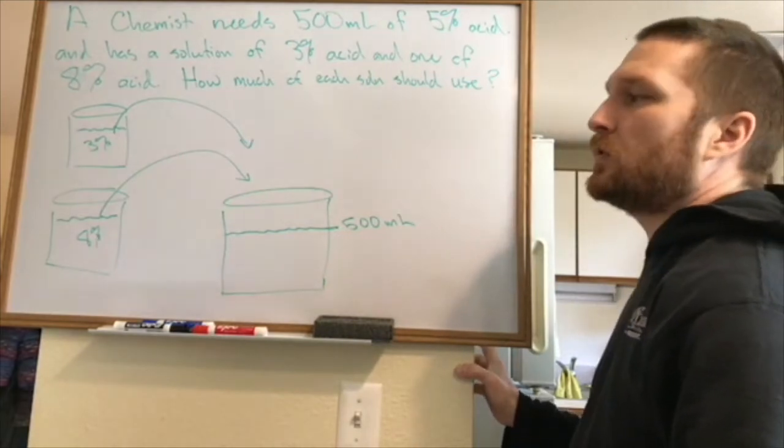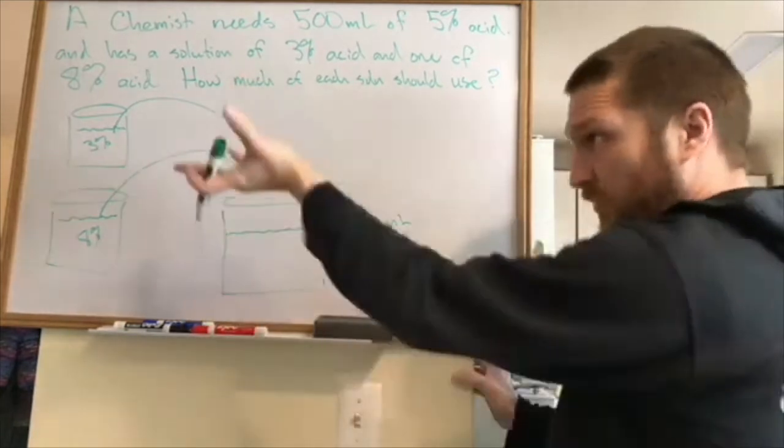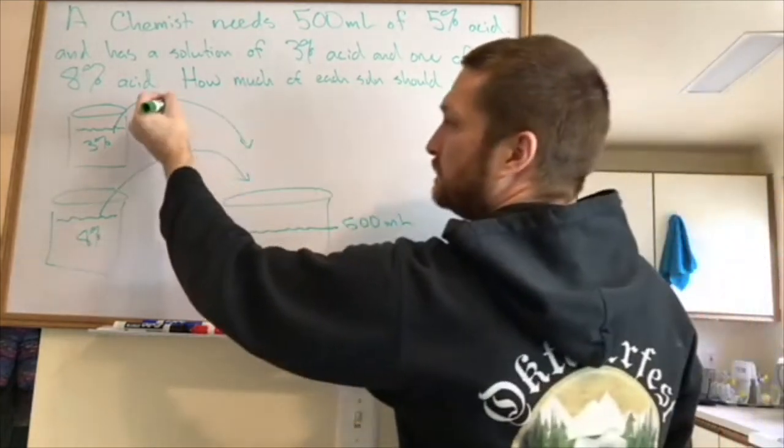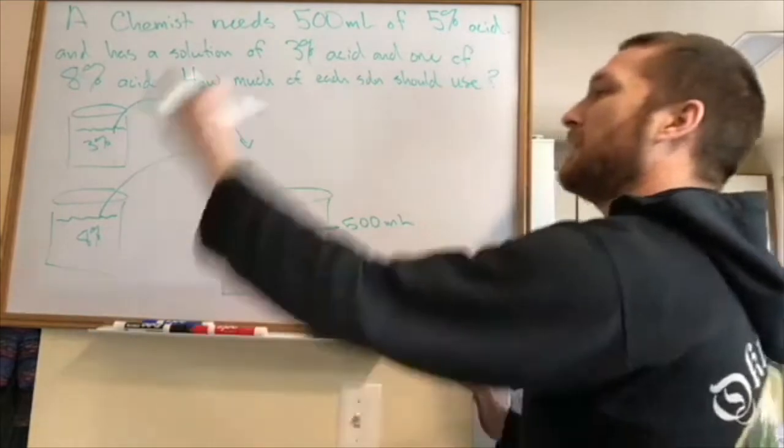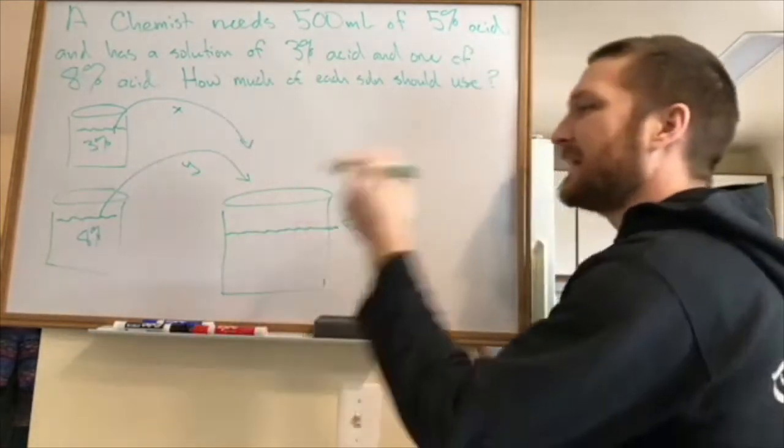So I'm going to give those variables, because we don't know how much. Let me give them names. I say X is the amount that I'm going to take out of the 3%. Y is the amount that I'm going to take out of the 8%.